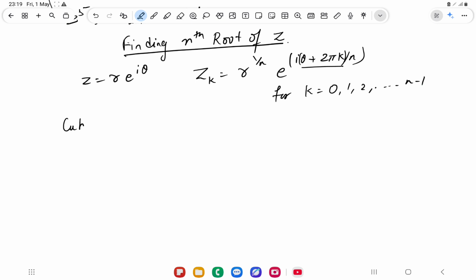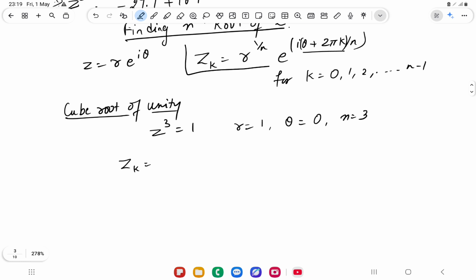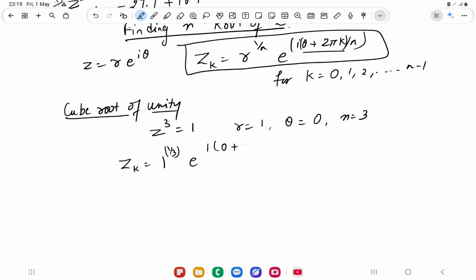For example, we can find the cube root of unity. Now how will we find it? It means z cubed is equal to 1. So here r is 1, theta you can calculate as 0, and the power is given to me as 3. So I can write zk, using the above formula, as 1 to the power 1 by 3, e to the power i times 0 plus 2 pi k, by 3.